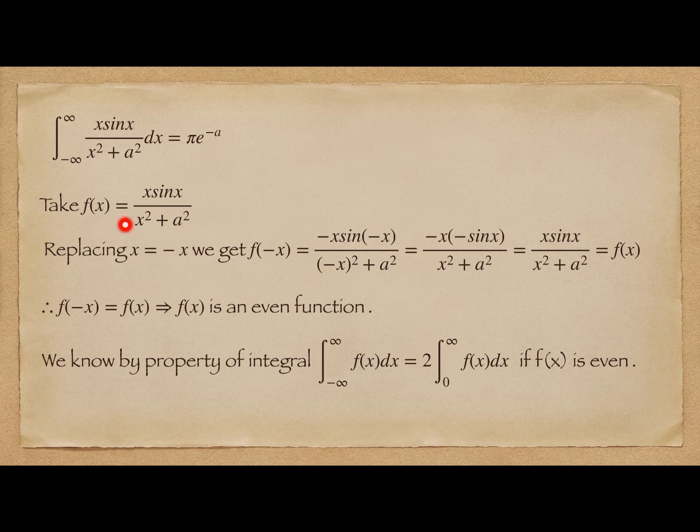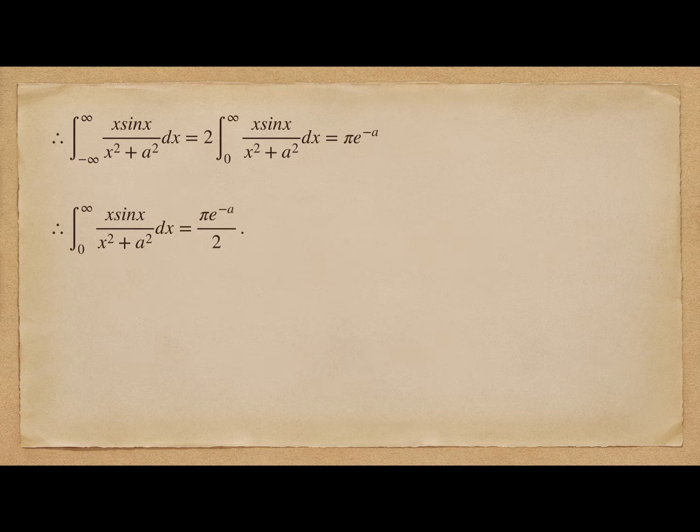Now, when it is an even function, we have the property that the integral from minus to plus infinity of f(x) dx is 2 times the integral from 0 to infinity of f(x) dx if f(x) is even. Using this property, we could convert this integral from minus to plus infinity of x sin x by x squared plus a squared dx into 2 times the integral from 0 to infinity. That is what I have done here. This has been converted as 2 times the integral from 0 to infinity, which is pi e^(-a). Now we need this result: the integral from 0 to infinity of x sin x by x squared plus a squared dx is pi e^(-a) by 2. That is the final answer. So finally we obtain this result. That is how the problem goes. I hope you understood this problem. Thank you.